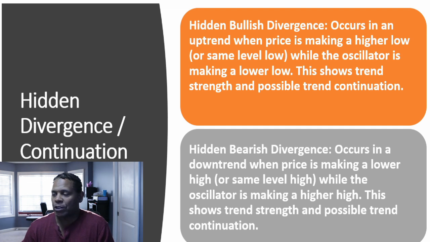Hidden bearish divergence occurs in a downtrend when price is making a lower high or same level high while the oscillator is making a higher high. This shows trend strength and possible trend continuation. So we're showing trend strength now instead of trend weakness, because now we're looking to continue with the trend, not reverse the trend. And now we're going to look at the market in a totally different way.